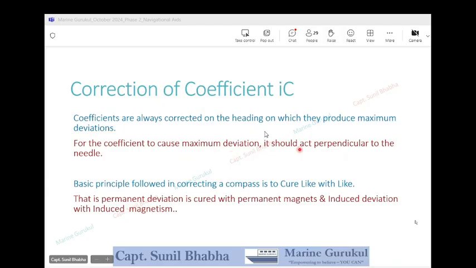For the coefficient to cause maximum deviation, it should act perpendicular to the needle. So we have seen in the previous diagram that on northerly and southerly heading, the pole is at right angles to the compass needle, thus generating maximum deviation. The basic principle which is followed in correcting the compass is to cure like with like. That is, permanent deviation is cured with permanent magnets and induced deviation is cured with an induced magnet. So this being induced magnetism will be corrected using an induced magnet only. Moving ahead now.